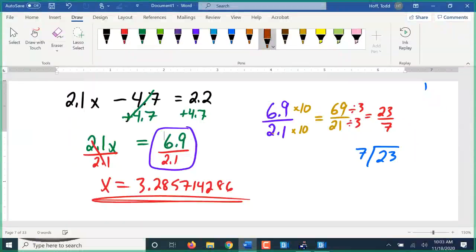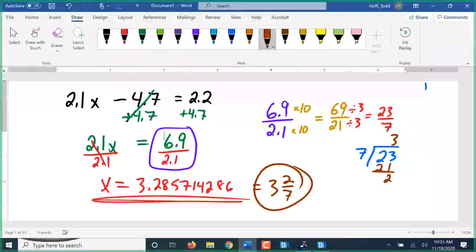23 divided by 7. 7 goes into 23 3 times. 3 times 7 is 21. There's 2 left over. So that's just 3 2/7. As a fraction like that, that's much more exact. That is exact where the decimal is rounded.